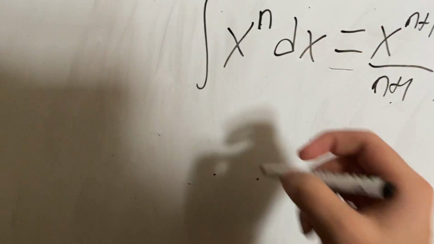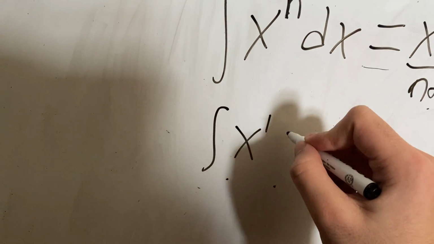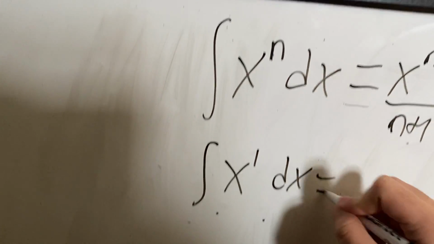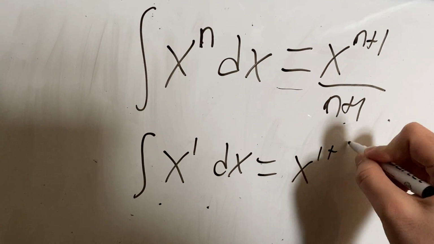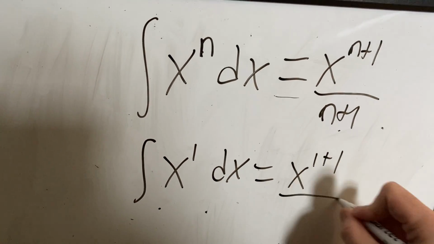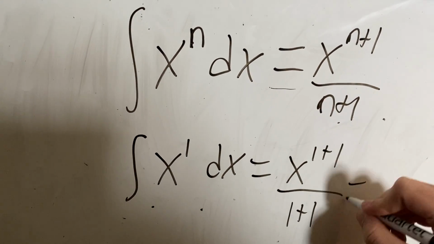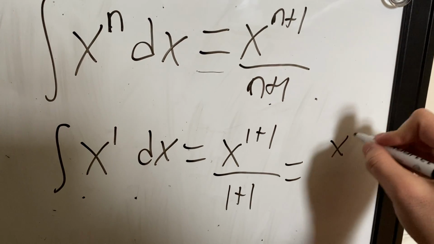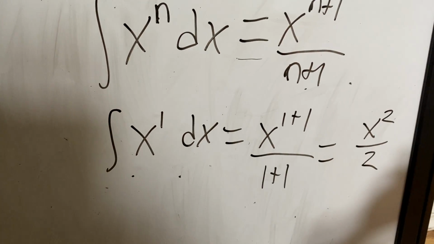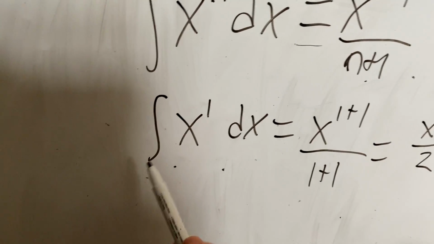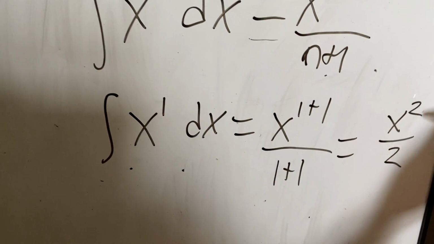So let's apply that. Let's say we're simply integrating x. So x to the 1 dx. What should this be equal to? x to the 1 plus 1 divided by 1 plus 1, which is going to give us x squared over 2. And boom, we integrated. So the integral of x to the first power is equal to x squared over 2.